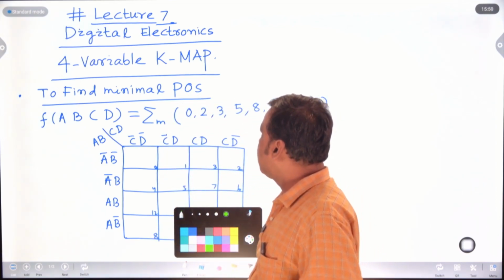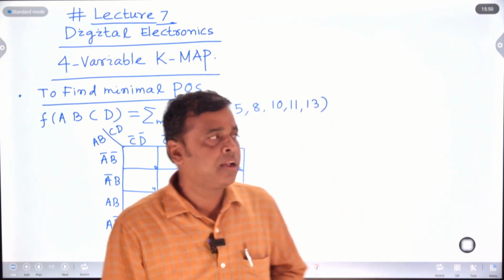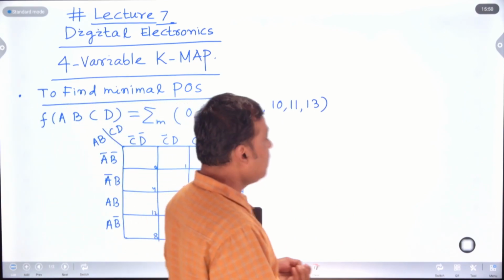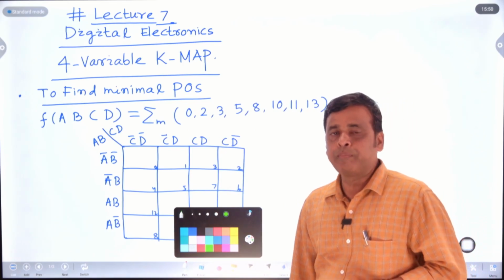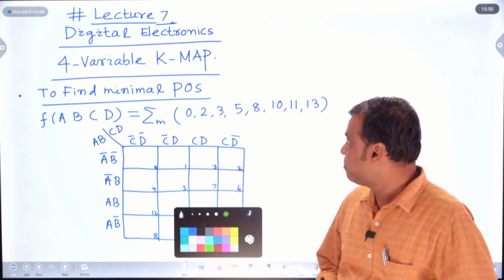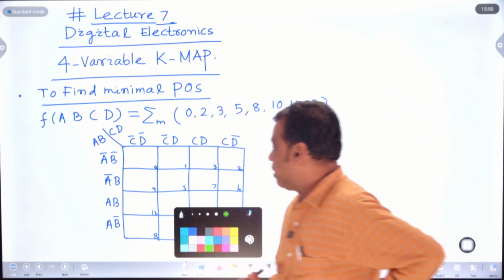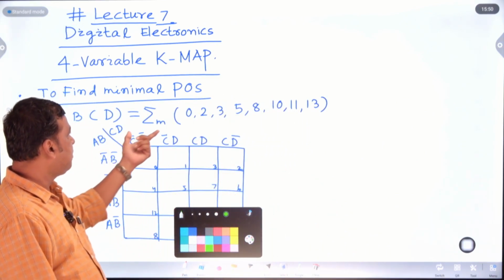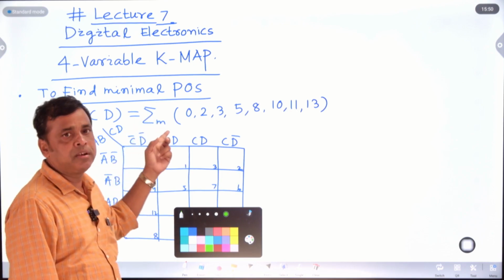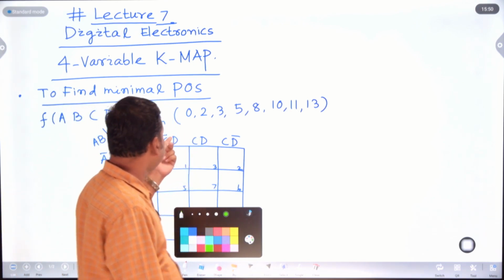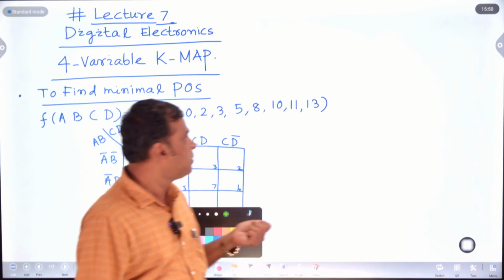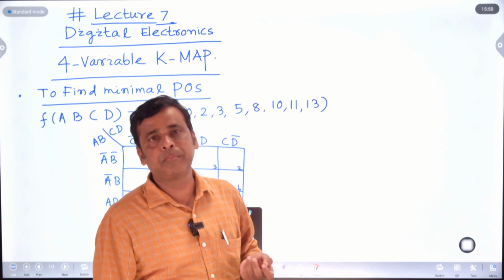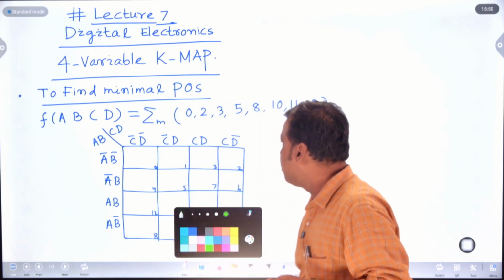In the previous lecture I told you how to find the minimal sum of products, and today we will find the minimal POS using a 4 variable K-map. In this example, the question is given as f of ABCD, a 4 variable function. The sigma represents the min terms. A min term is nothing but a product term. A min term can be represented by binary 1 and a max term by binary 0. I already told you this.